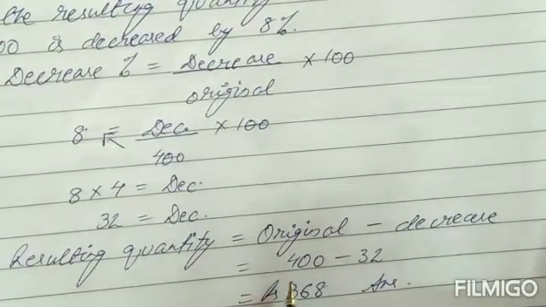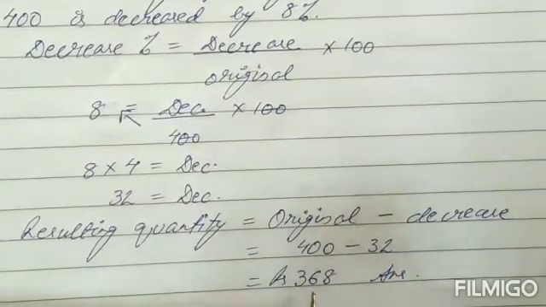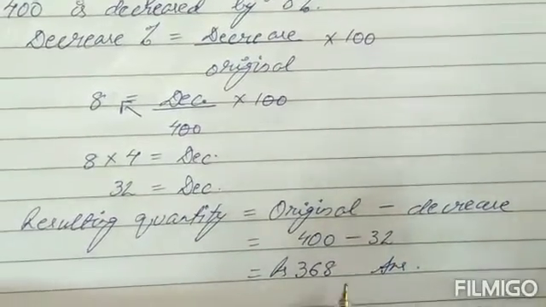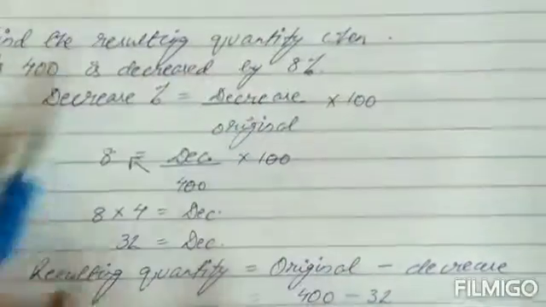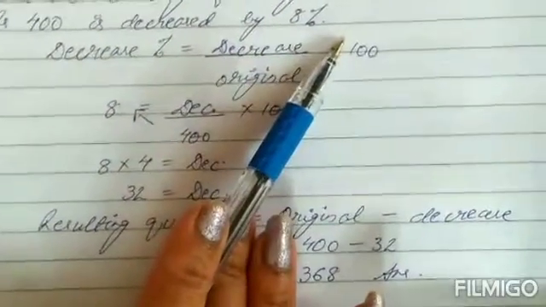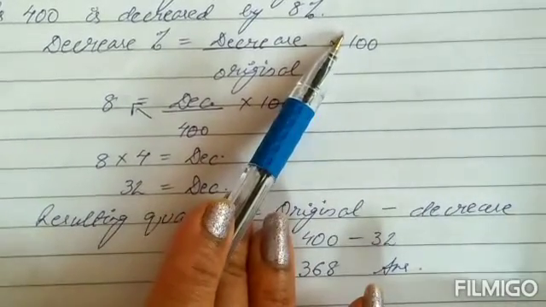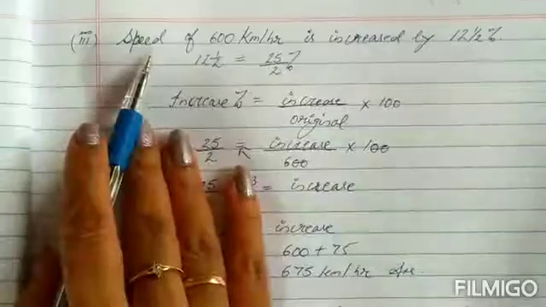So the original was 400 and the decrease is 32, subtracted to get the answer as 368. So 368 is the resulting quantity when rupees 400 is decreased by 8%. I hope it is very clear to all of you. We move on to the next question.